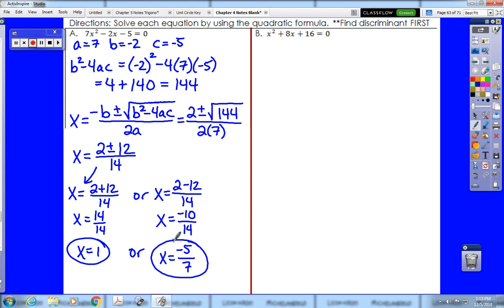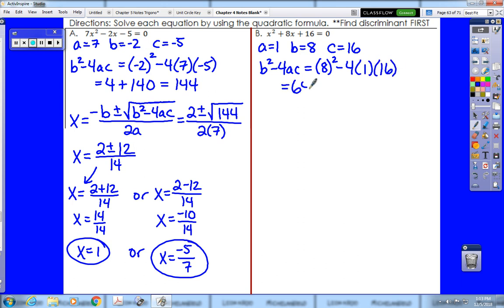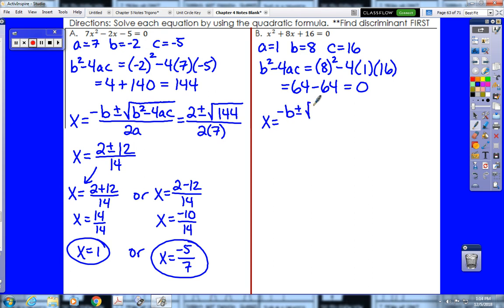Let's do another one. It already equals 0, so we identify A as 1, B is 8, C is 16. That means the discriminant, b squared minus 4ac, would be 8 squared minus 4 times 1 times 16. That would be 64 minus 64, or a discriminant value of 0. Then we go, and we had a lot of people panic at this point. We still do the same thing. We're going to plug that into the quadratic formula.